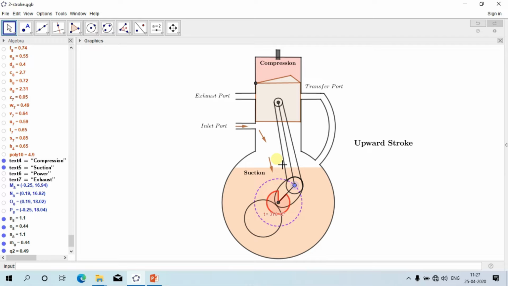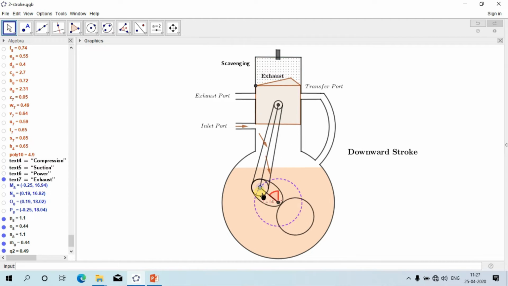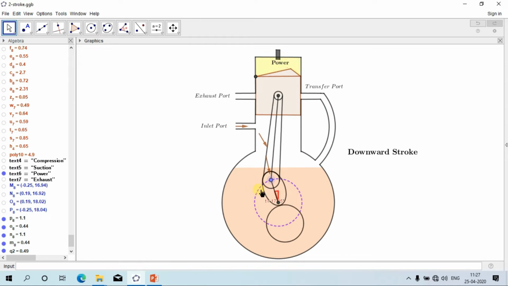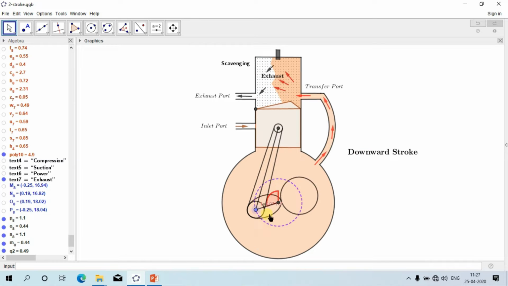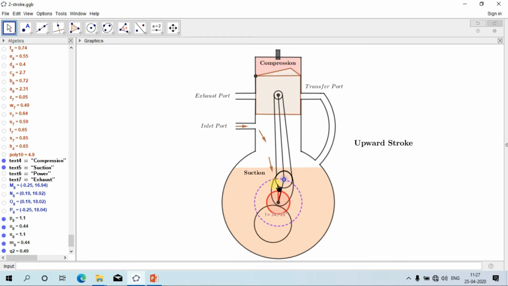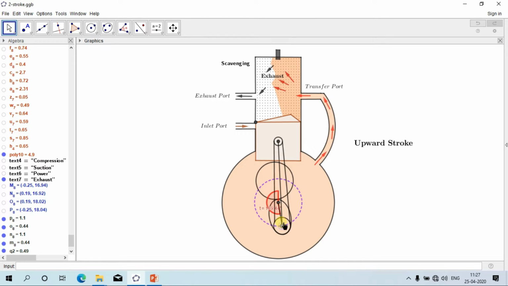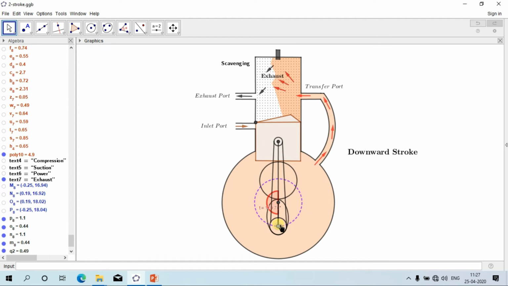So now let's have a look at the working of the two-stroke engine. As you can see over here, there are only two strokes, upward and downward stroke. If you recall the four-stroke engine, we were using four strokes to complete a cycle, while in a two-stroke engine, the whole cycle will be completed in two strokes only, meaning two movements of the piston only.